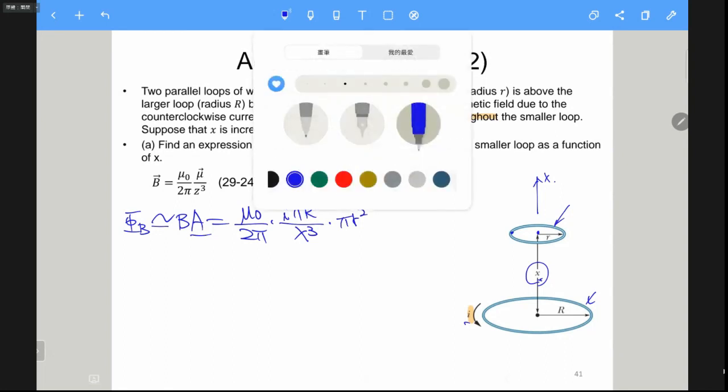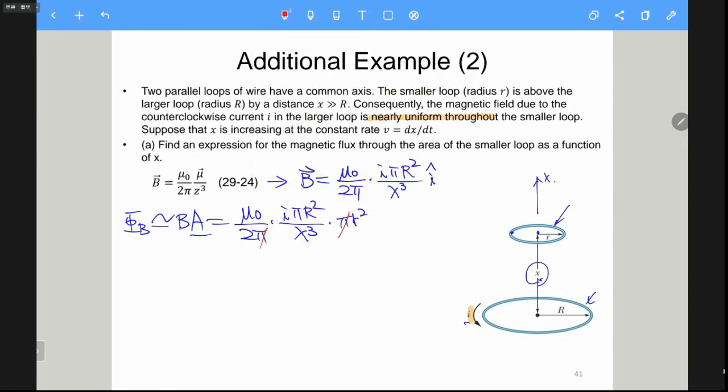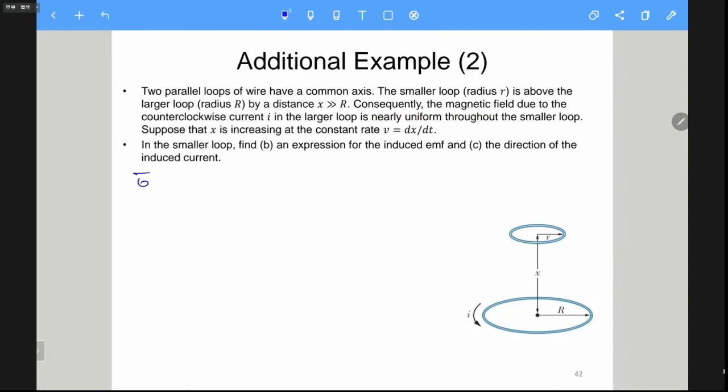Okay, so we can do some simplification. Pi and pi can be cancelled, and no more. So we have 2x cube in the denominator, and in the numerator we have mu naught pi I small r square and then capital R square, like this. So this is actually the expression for the magnetic flux, like this. Okay. So here we keep this in mind. Phi b is pi mu naught I small r square capital R square over 2x cube.